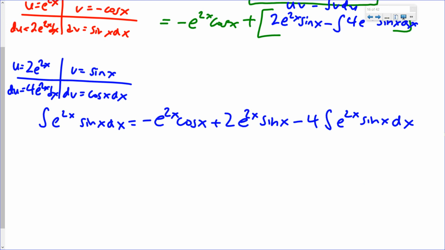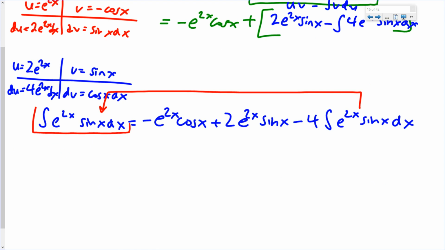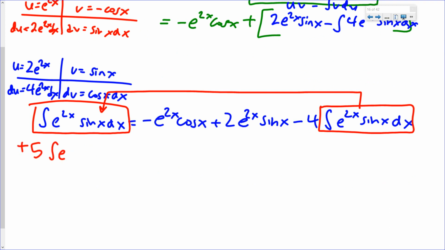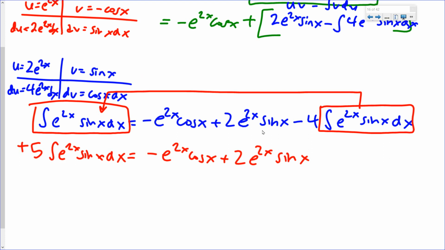And when ET goes home, from here on out, it's no longer a calculus problem, okay? My goal is to solve for the integral of e^(2x) sine x, okay? And I can use this algebra equation and solve. What I do is add 4 to both sides. So this is going to be 5 integral of e^(2x) sine x dx is equal to negative e^(2x) cosine x plus 2e^(2x) sine x. Okay, you're going to add 4 integral of e^(2x) sine x to both sides.